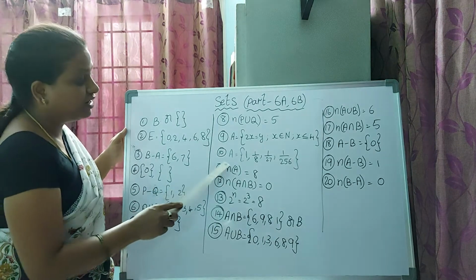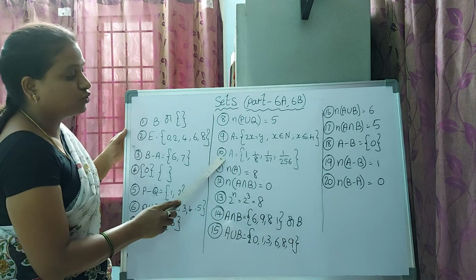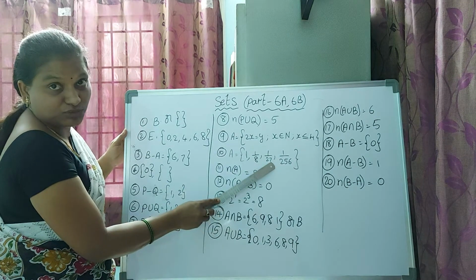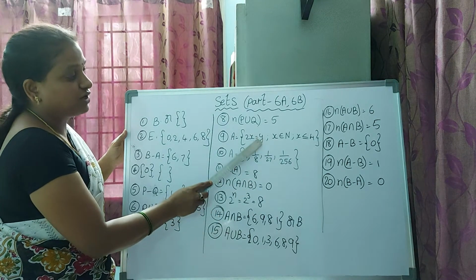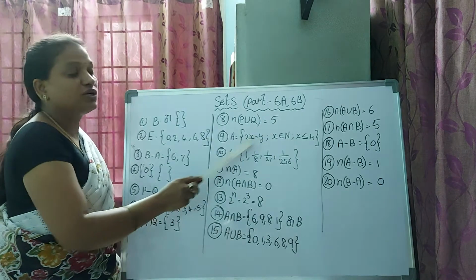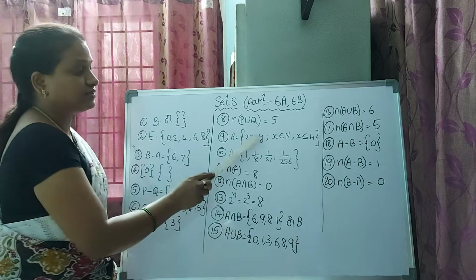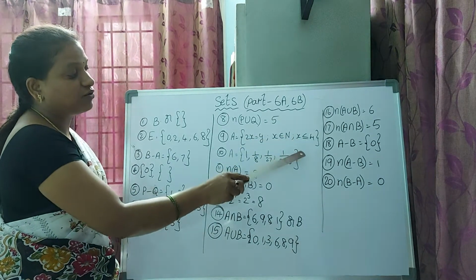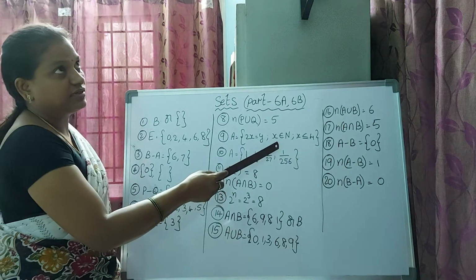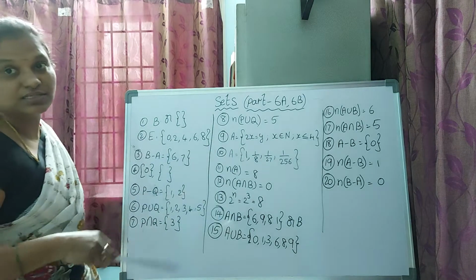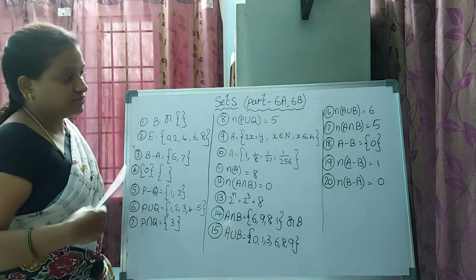You performed well. See this one also, the 10th one also, how to write the roster form. Some children made mistakes in this one. This one we can write in two ways. They wrote even numbers, that also is correct. X belongs to even numbers and x is less than or equal to 8 or 10, I think that one they wrote. Remaining all, these are the answers of that exam.